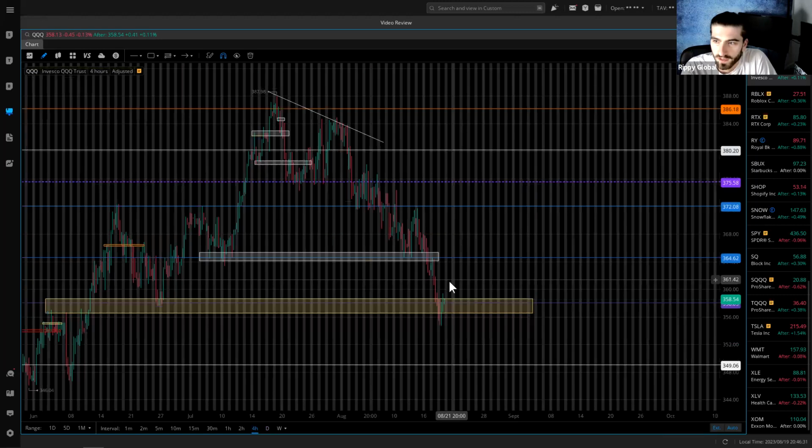We're currently trying to break back above the level I told you guys about, $358 a share. If we break and hold above 358, we'll fill the gap up to 364. If we reject and can't hold the 358 level, we're going to fill a gap down to about 349 a share.